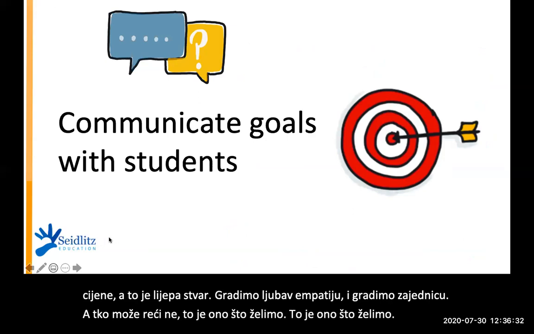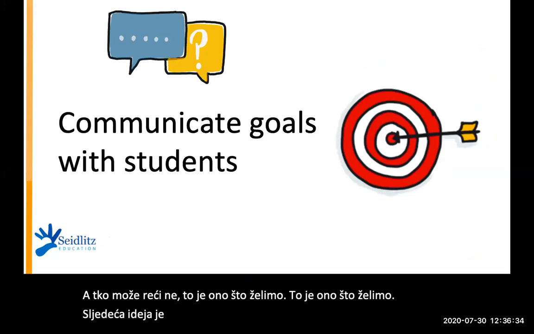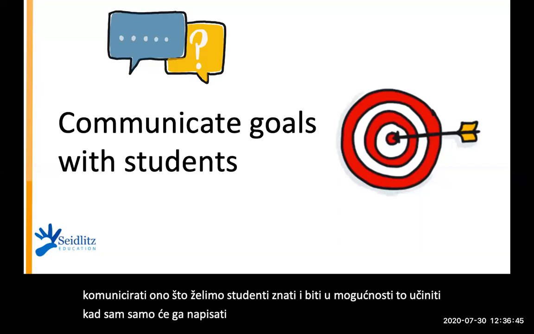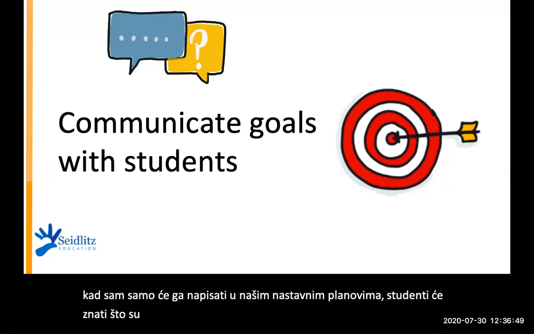The next idea is that we're going to communicate goals with students. We're going to communicate what we want students to know and be able to do. We're not just going to write it in our lesson plans. Students are going to know what their goals are. This is really important for our English learners.